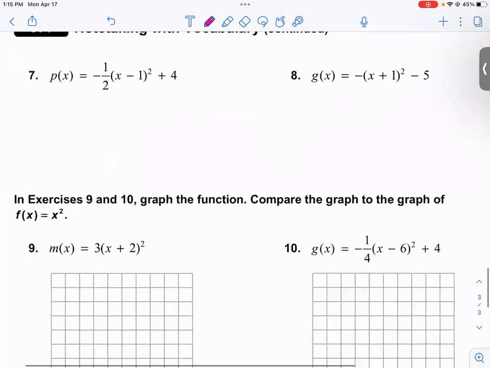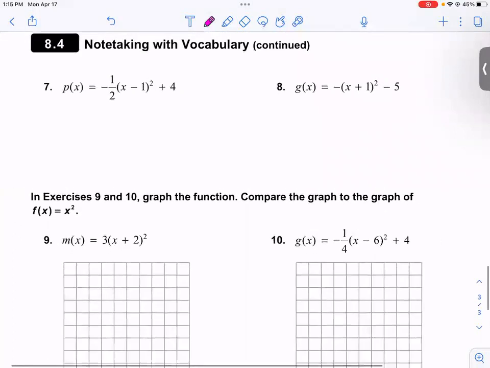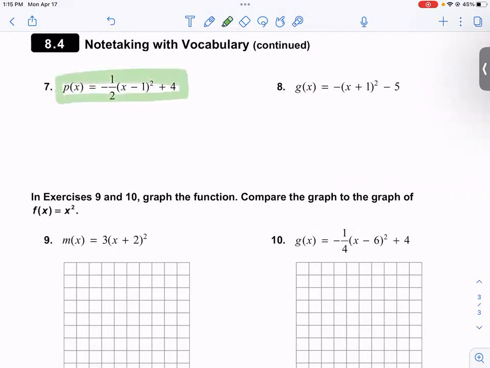Okay, go to the next page, and I think that means you have to turn the page, right? Sure. Can you please identify the vertex for 7 and 8? Please identify the vertex for 7 and 8. Ignore the half.